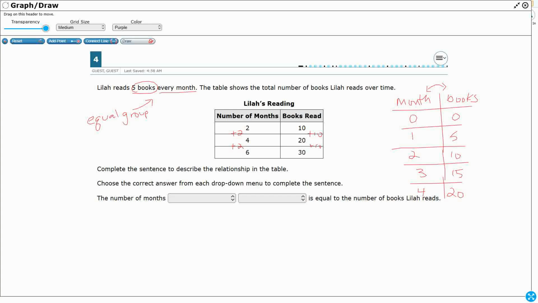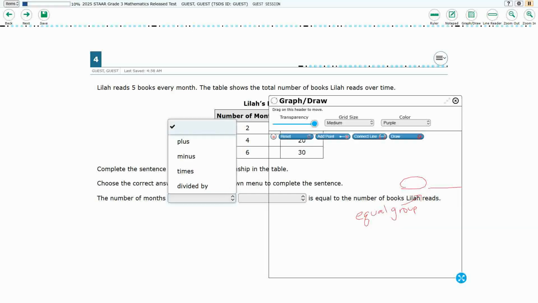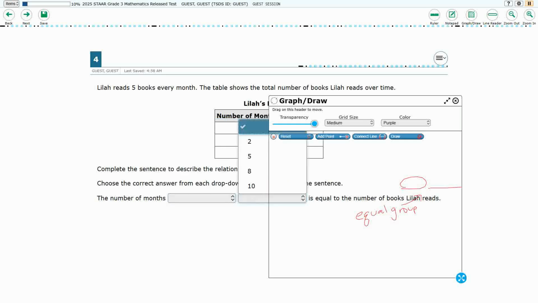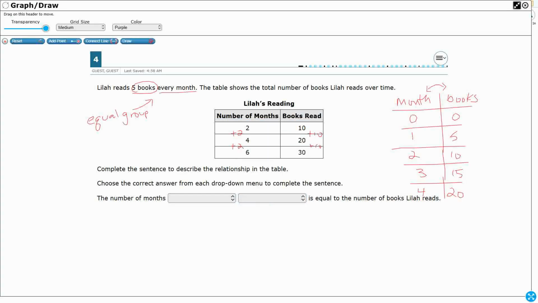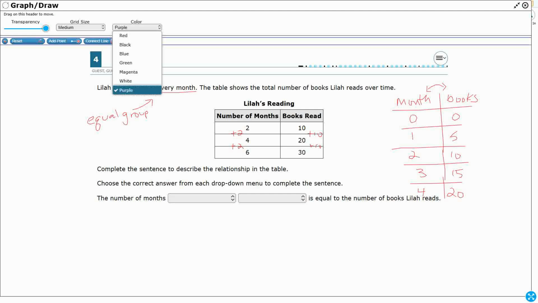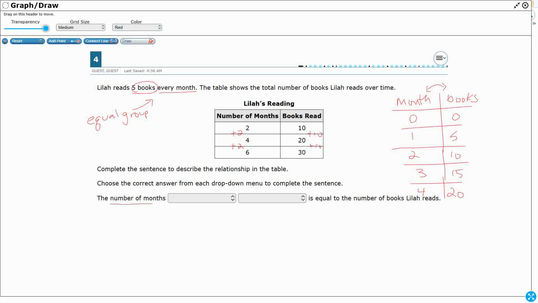So if we were to describe this, we've got some options, right? We're going to take the number of months, and we're going to either add, subtract, multiply, or divide by something: plus, minus, times, or divided by. And then we've got 2, 5, 8, or 10. Those are our choices. So let's take a look at what it asks us to do here. The number of months. Here's my number of months right here. And then I want to either add, subtract, multiply, or divide by something. And it needs to be the same all the way down.